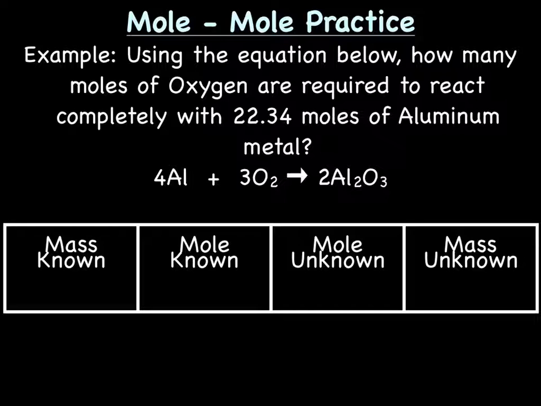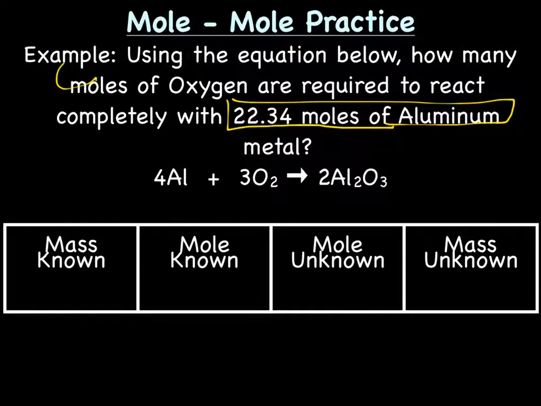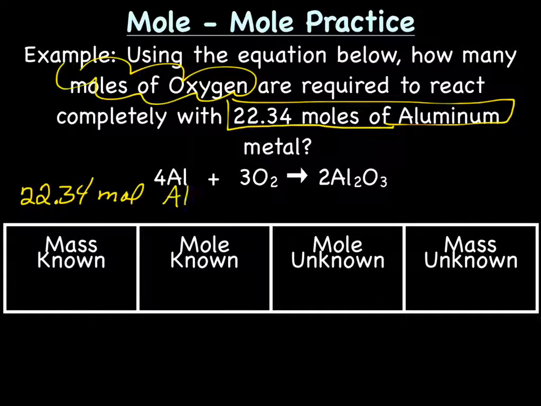So step 1 is to write our math problem and fill out the grid. So our math problem, I know about moles of aluminum, and I'm trying to find out the moles of oxygen. So I will have a math problem of 22.34 mole of aluminum equals X mole of oxygen. Remember, oxygen is diatomic. Now we need to fill in our map.